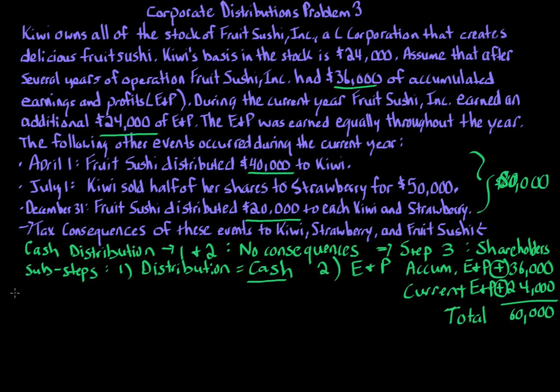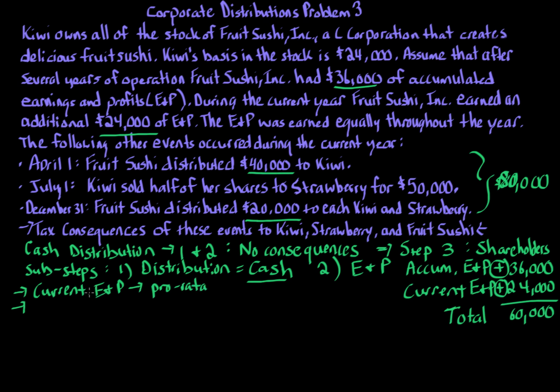There are really 2 special rules that we have to talk about, and that deals with accumulated E&P and current E&P. So in regulation 1.316-1, under section 316, the regs state that current E&P will be prorated throughout the year. So current E&P will be prorated, and I'll show you this later. So it'll be on a pro rata basis.